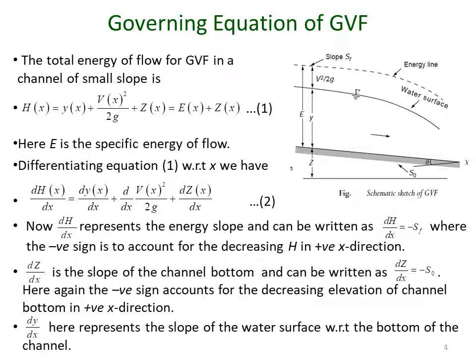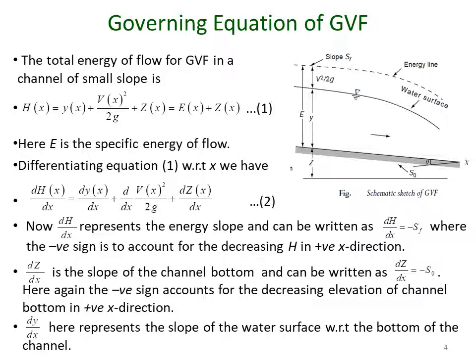Similarly, dz by dx, the third term on the right-hand side of equation 2, represents the channel bottom slope and can be written as dz by dx equals minus S0. S0 is the slope of the channel, and here again the negative sign is because we assume the elevation to be decreasing in the direction of the flow, or in the longitudinal direction.